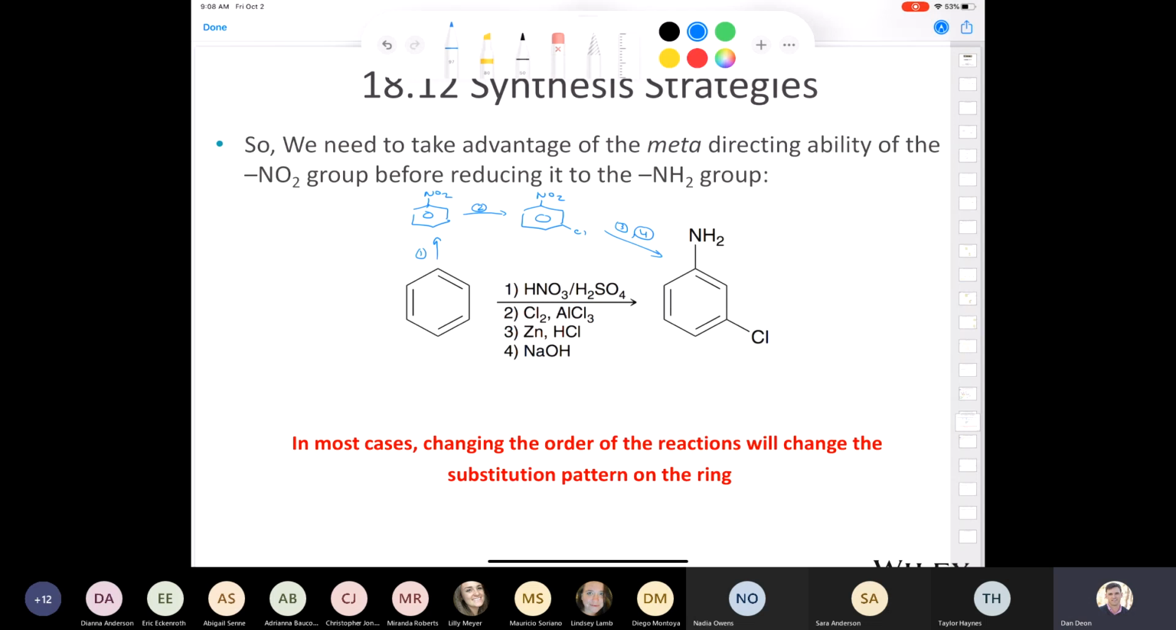proton from the aniline. In most cases, changing the order of the reactions will change the substitution pattern on the ring. This is one example where you can see you really have to know all of these reactions kind of frontwards and backwards in order to do the synthesis effectively.